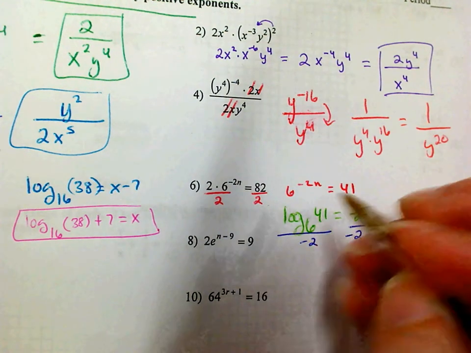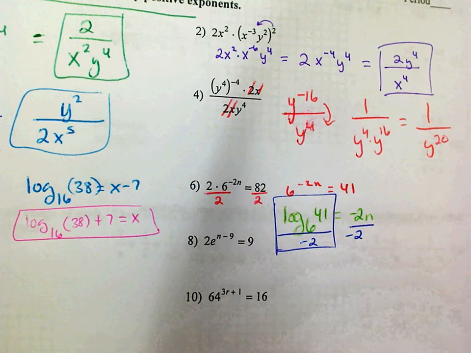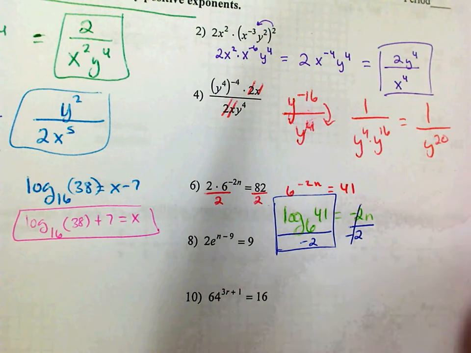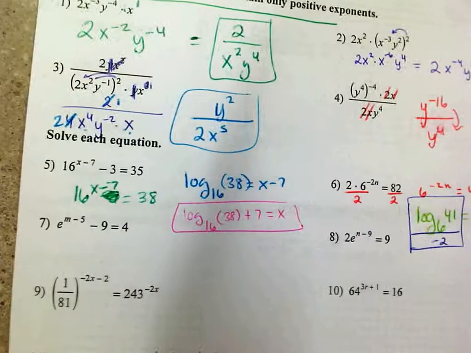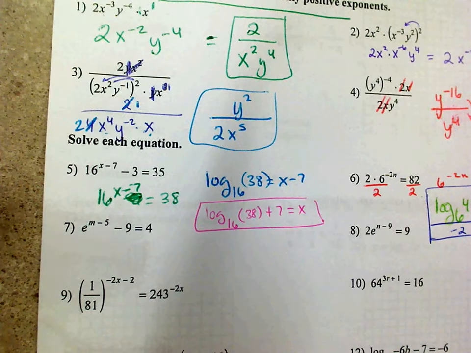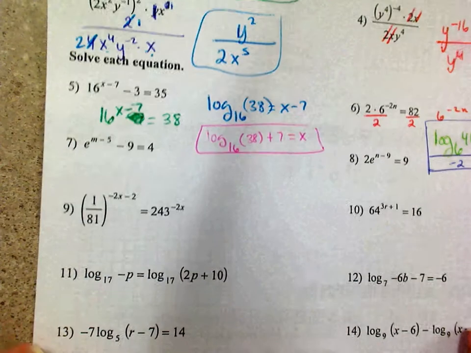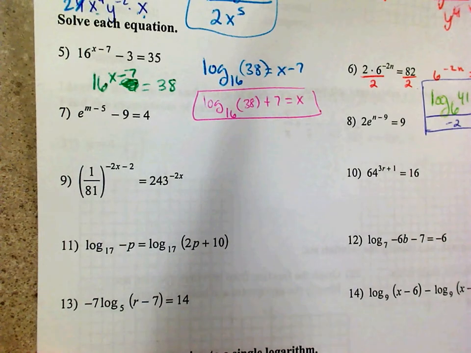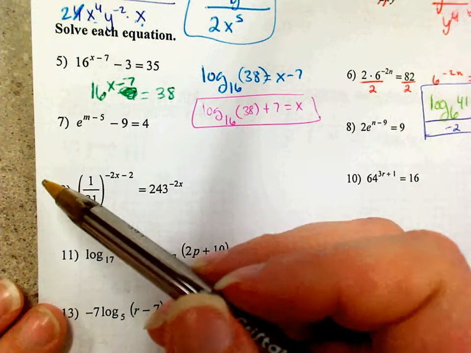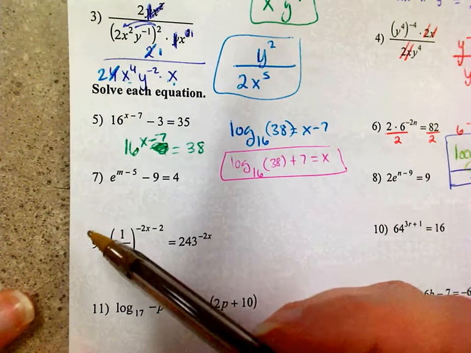And there's my answer: log base 6 of 41 divided by negative 2. Okay, on number 7, I want to solve for the exponential. In this case, it's got an e. It doesn't really matter. It's just a different type of problem. Well, same type, but you end up using one different method.